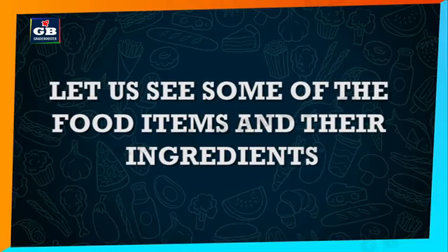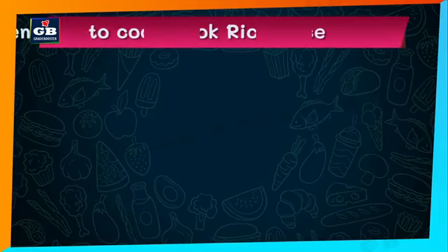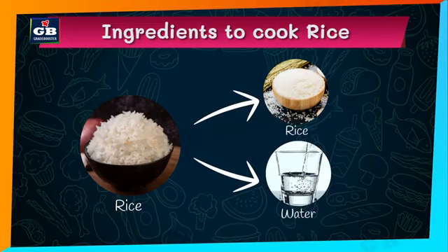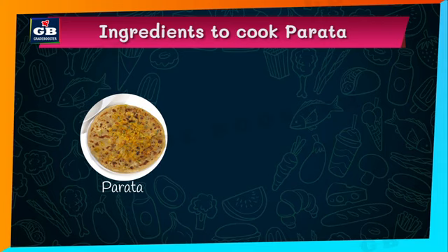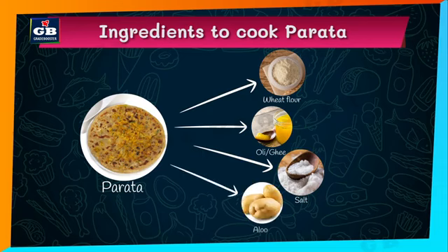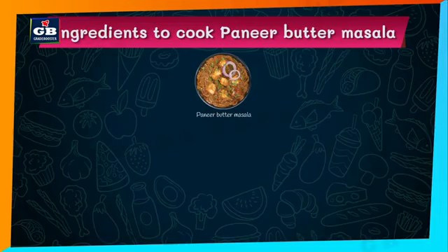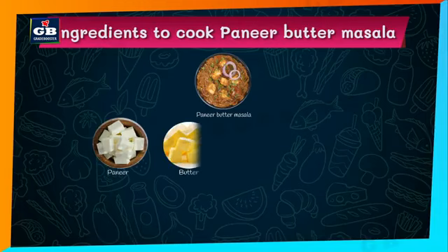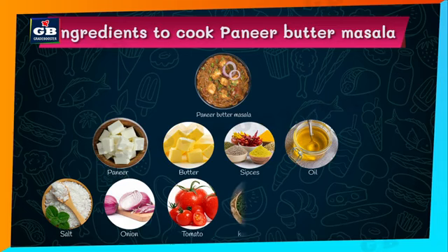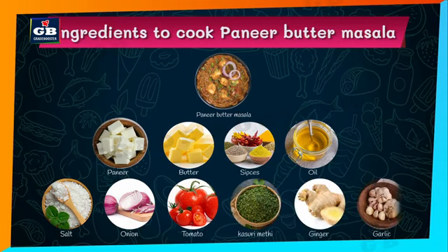Now, let us see some of the food items and their ingredients. For example, if you wanted to cook rice, it needs rice and water. And if we want to cook paratha, do you know what are the ingredients needed? Yes, wheat flour or maida, oil or ghee, salt, aloo. If we want to cook some paneer butter masala, do you know the ingredients? Paneer, butter, spices, oil, salt, onions, tomatoes, kasuri methi, ginger, garlic, and some cream. See, to make paneer butter masala, you need so many ingredients.